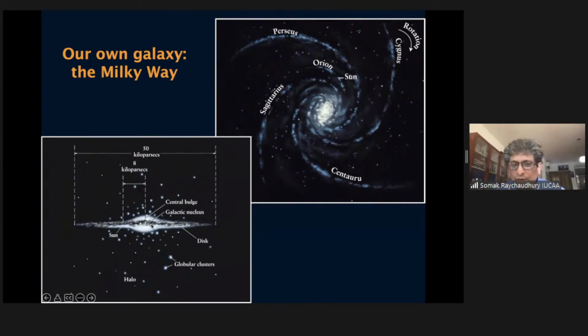So these are all stars. Now you can see that in the plane of the galaxy, the disk of the galaxy, there's a lot of dust, and that blocks the light, and this is why it looks dark. Now, when you look at the galaxy from the top, like here, this is because we have now reconstructed the three-dimensional distribution of stars.